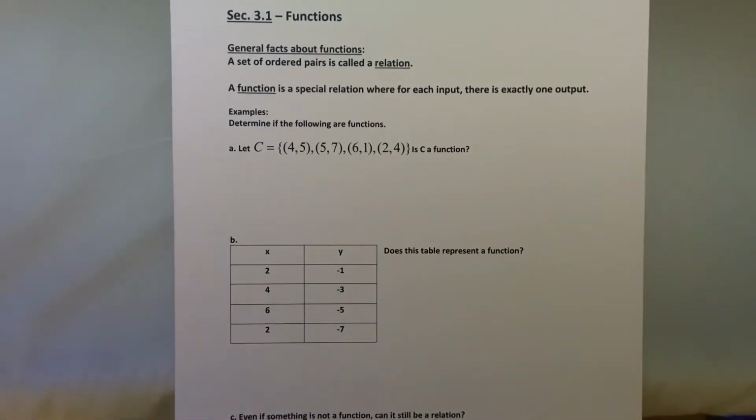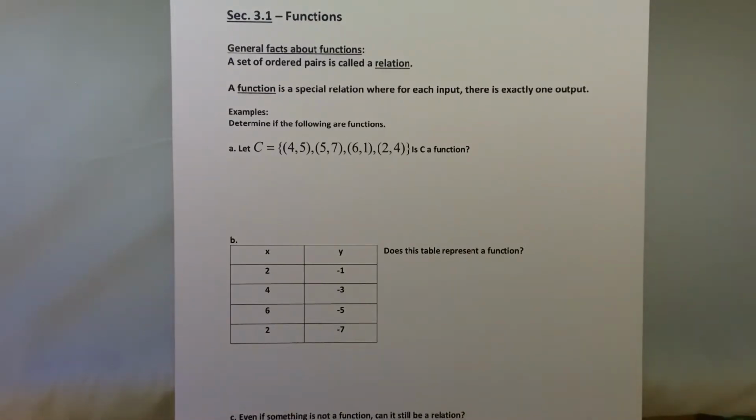Okay, business algebra. Chapter 3 starts with some basics before we move on to some algebra. So we start with functions. Some general facts about functions: a set of ordered pairs is called a relation. It has to satisfy certain conditions to be a function, where for every input there's exactly one output.